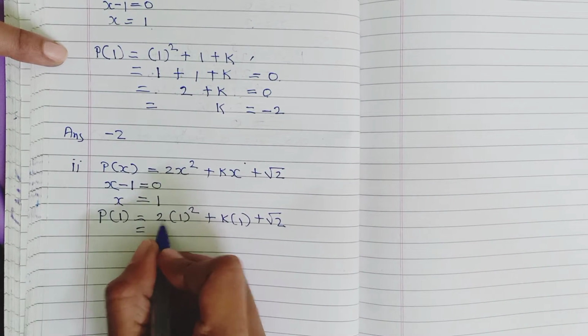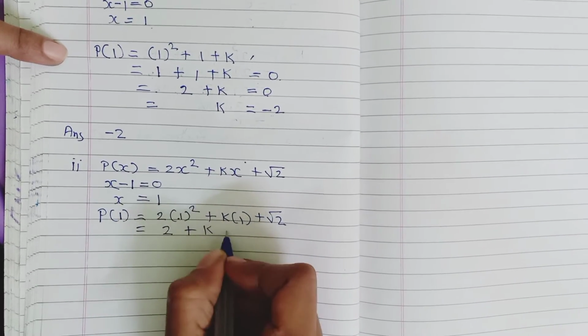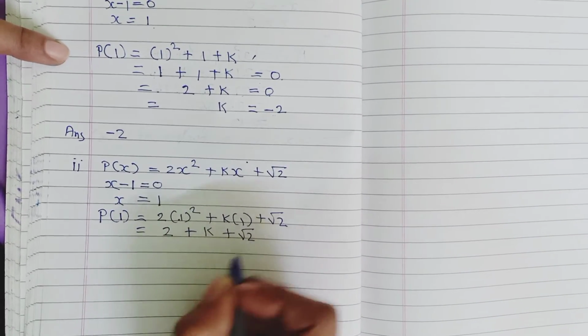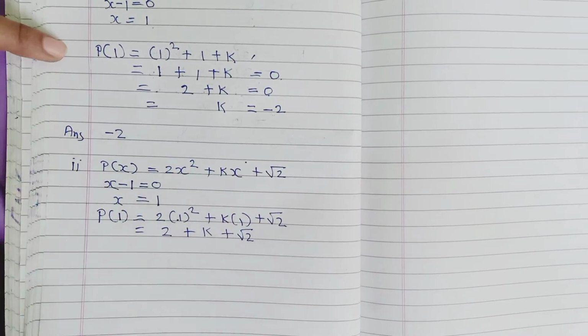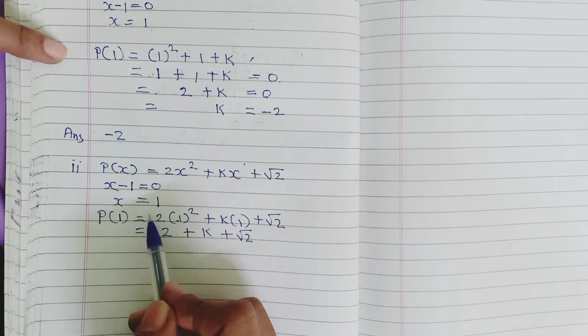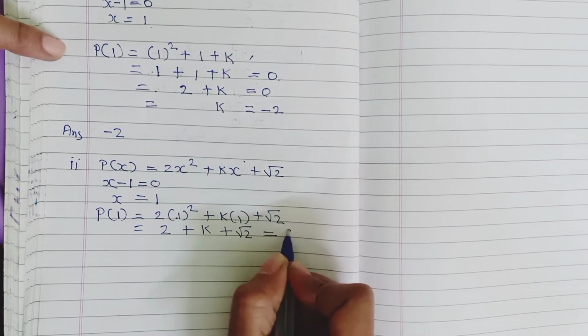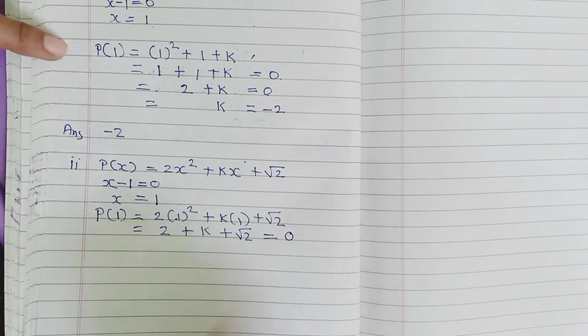So 1 only, and 2 ones are 2. So plus, and k ones are k, plus under root 2. Now we have to find the value of k. When we know that something is a factor of this polynomial, then when we substitute it, the answer will be 0. So that is why we will write it like 0.